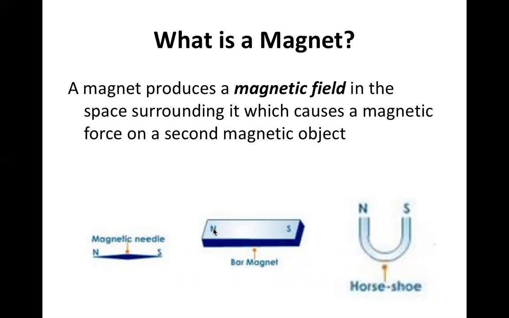The north pole of a magnet always points to Earth's geographic North Pole. So that's where Santa lives. So that's what a compass is. A compass is a bar magnet that is free to spin around. We also have a horseshoe magnet. So anything that has magnetic properties would feel a magnetic force if placed in a magnetic field.